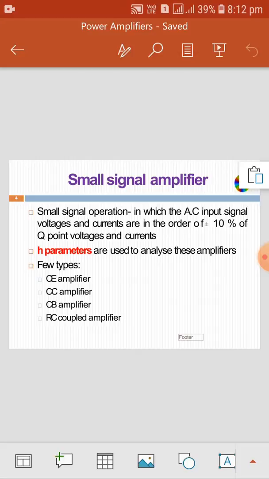Now, how we can analyze this small signal amplifier is by using H parameters. So I hope you know what are all the various H parameters involved in the analysis part, that is HI, HR, HF and HO. Let us see some examples of small signal amplifier. First one is common emitter amplifier, next is common collector amplifier, third one is common base amplifier, and last one is RC coupled amplifier. Last stage involves multi-stage amplifier.